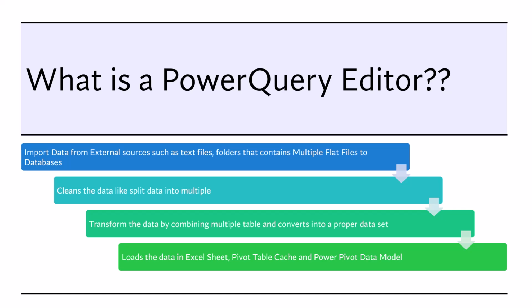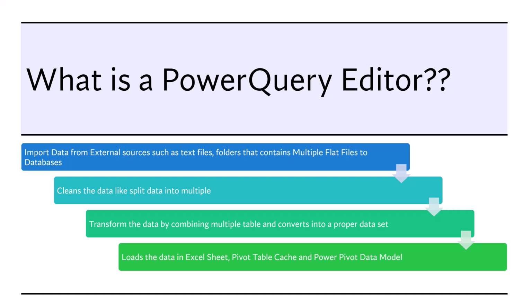Normally it allows you to import data from an external source, probably a text file, or you can bring multiple text files in a folder option, or you can bring in a database file, and so forth. It allows you to clean the data. If you want to split the data, or retain only certain columns out of the entire data set, you can do that. It also allows you to transform the data. If you want to convert the data set into a proper data set, or combine multiple tables into one, all these can be done in transforming data.